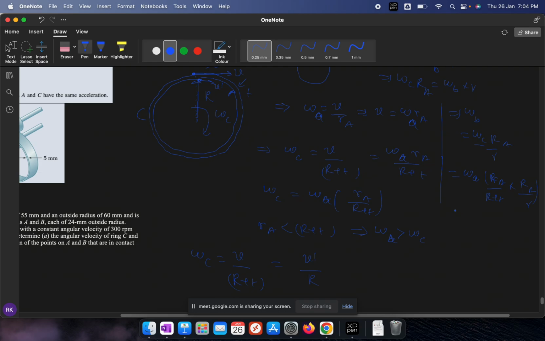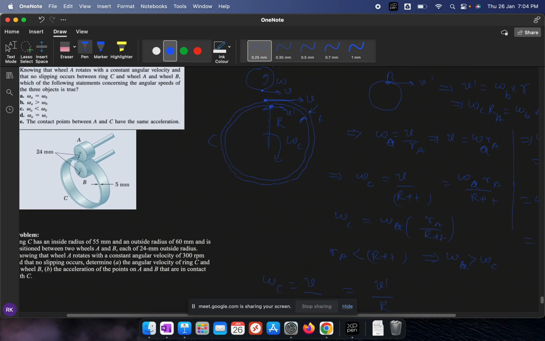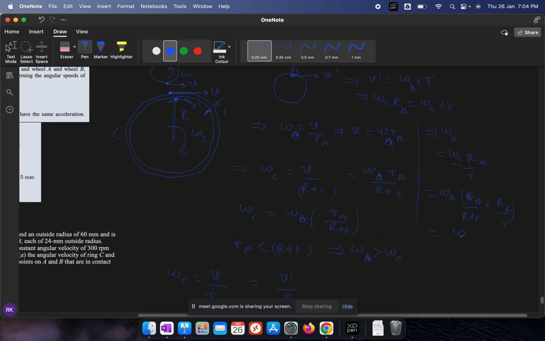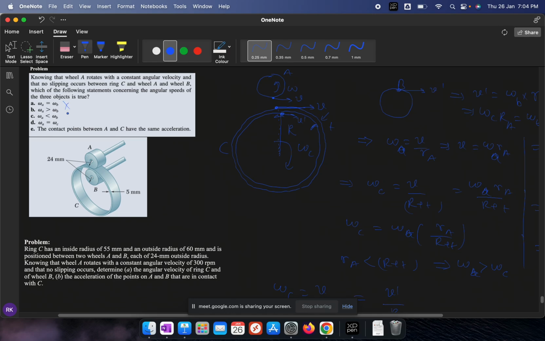You can easily see that omega B is not exactly the same as omega A. Am I right or not? Tell me. Omega B is not exactly equal to omega A, so this option is also not correct.